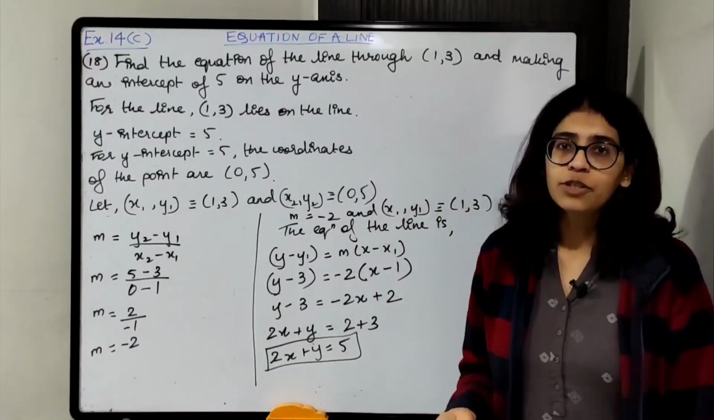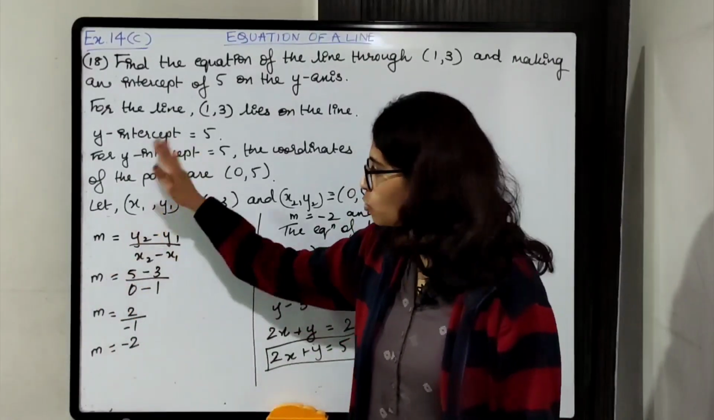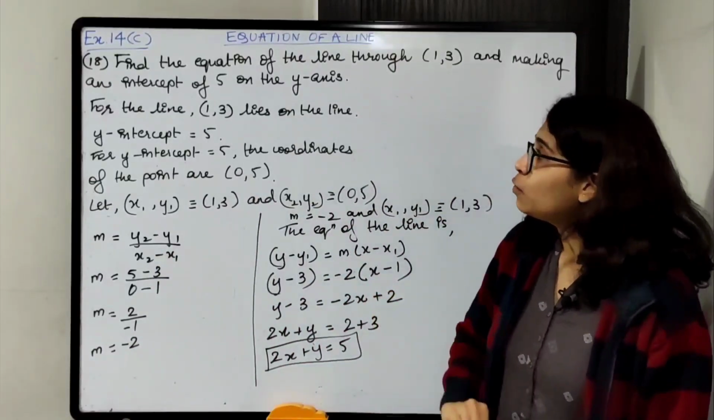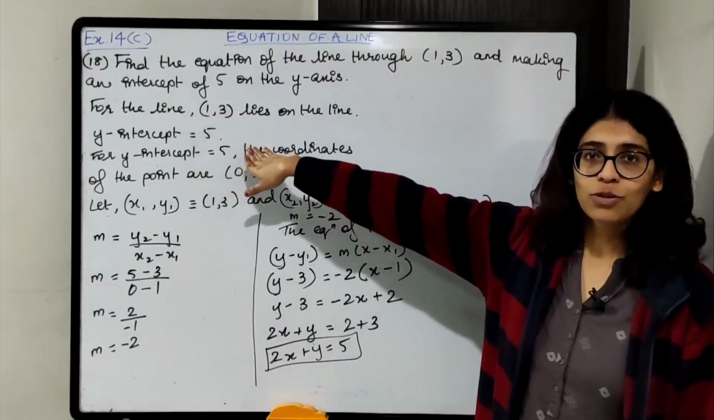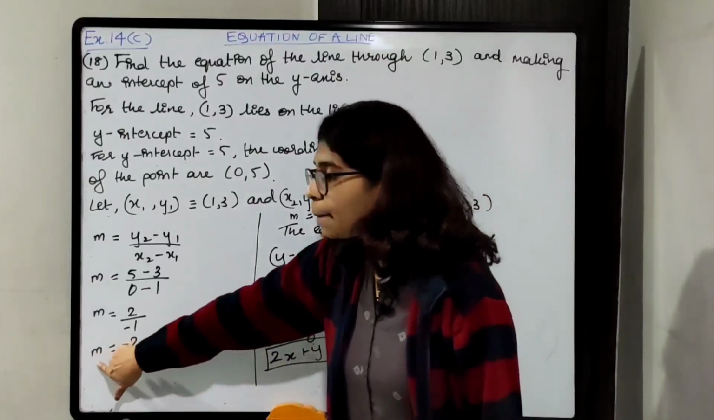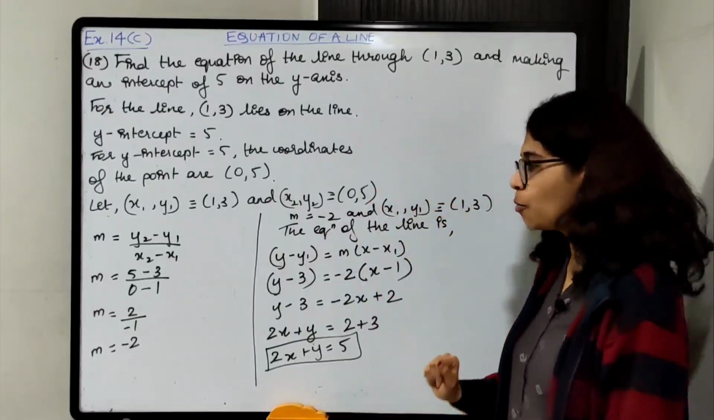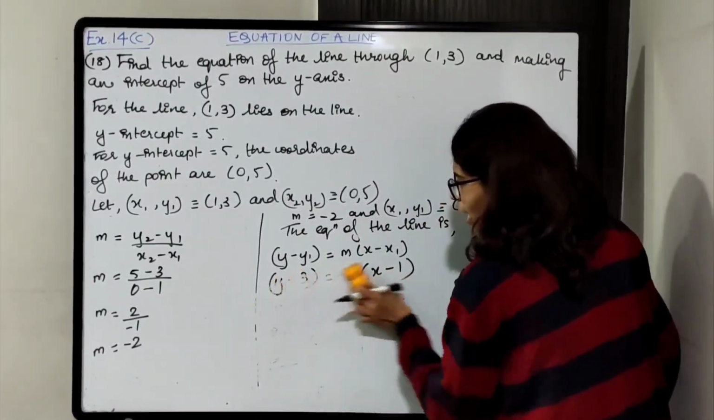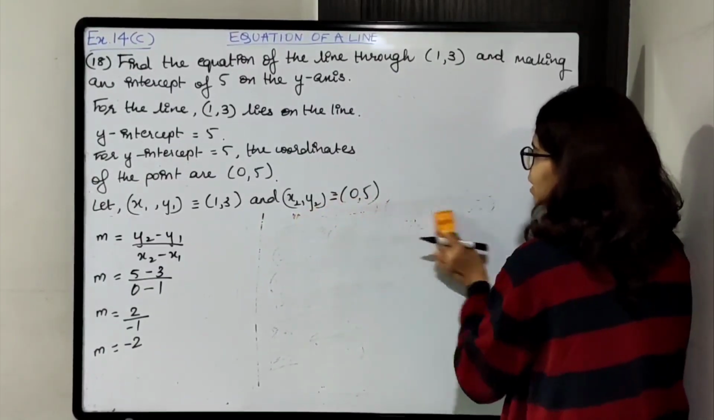Students, there is one more method which you can use. Here we found m, up to here you'll use this only, same format. Once you get m, it is given to you that the y-intercept is 5. We wrote it also, that is c is equal to 5. Once you get m, you already know c. So you can use the other form of the equation, the slope intercept form.